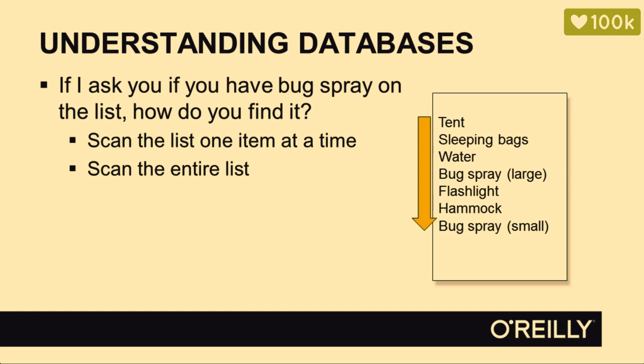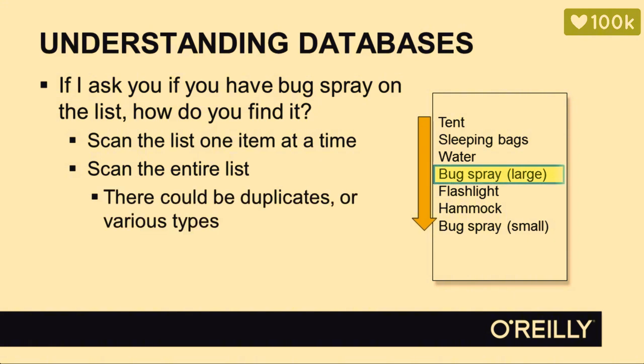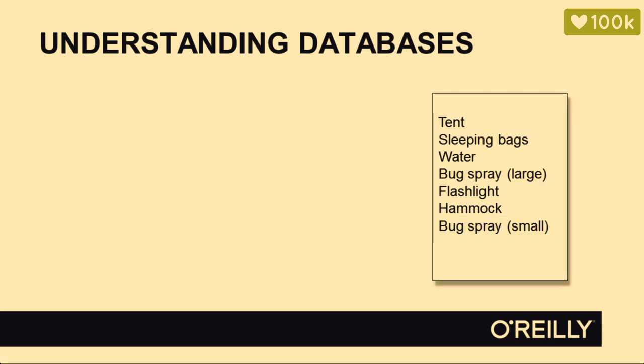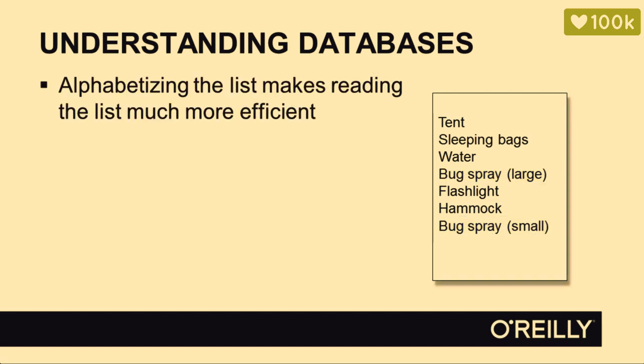And so you're going to have to scan the entire list to find every instance of bug spray that's on your list. There could be duplicates or various types, just like you see in our list here. So it's going to be required that we scan the entire list. If we were to alphabetize the list, well, that makes reading the list much more efficient.